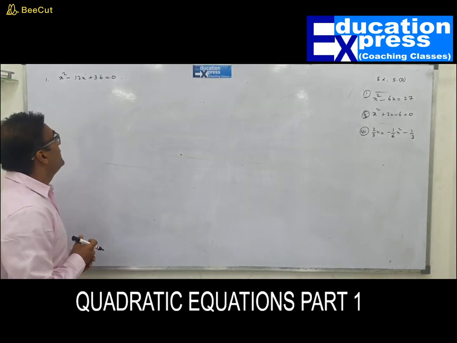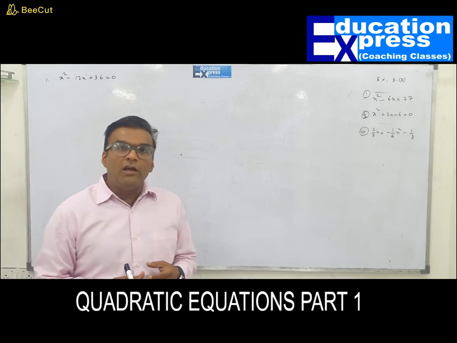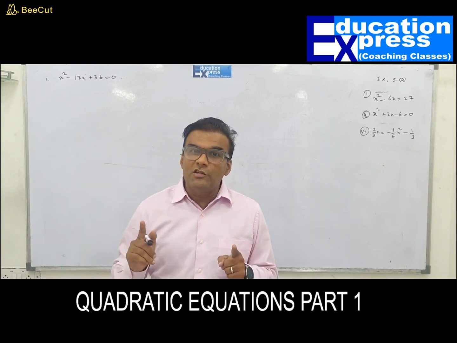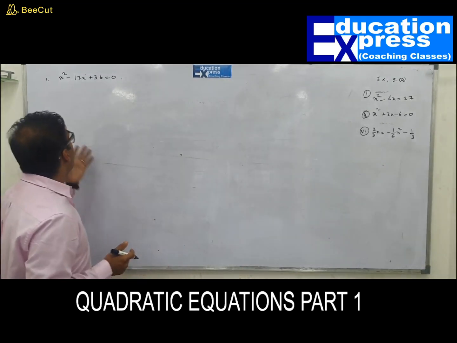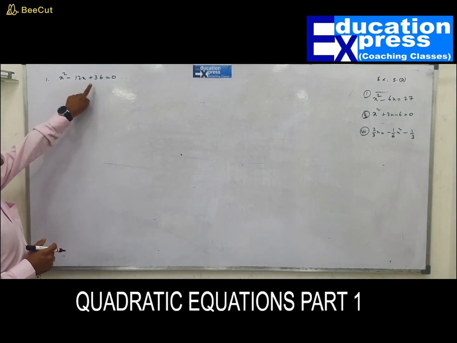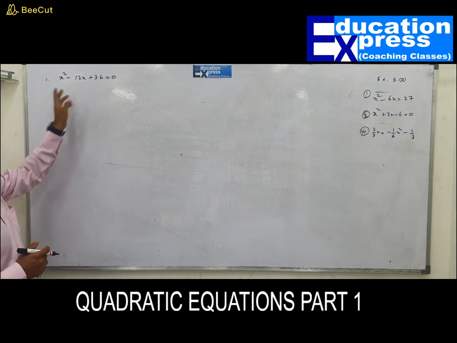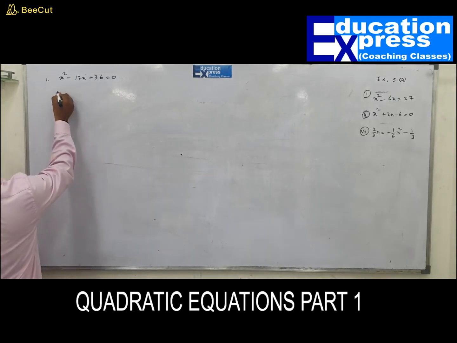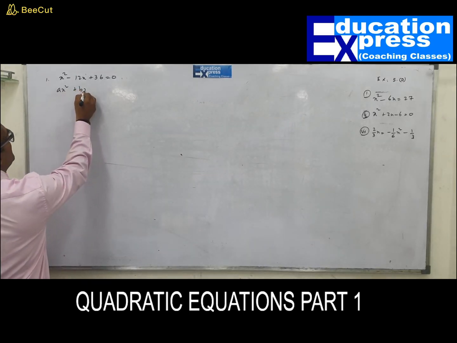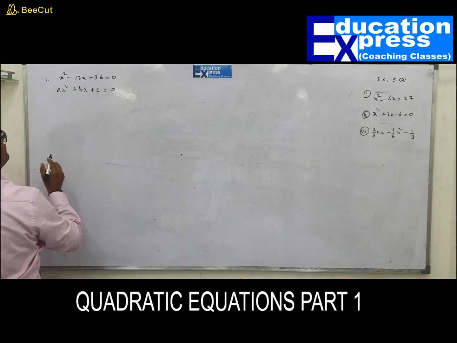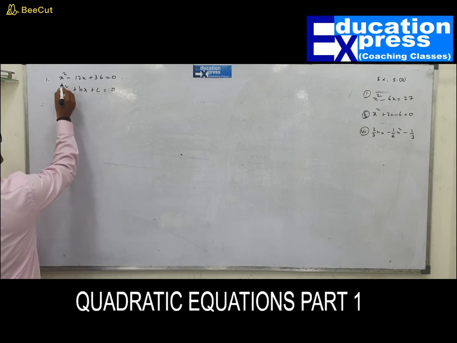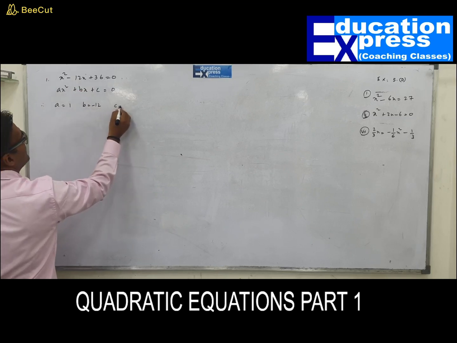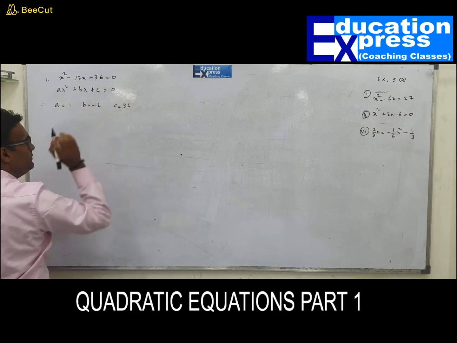Alright friends, as I said, I am putting up a quadratic equation where the roots will be the same. Again, a standard question: x squared minus 12x plus 36 equals 0. This by itself is in standard form. Compare it to ax squared plus bx plus c equals 0. Therefore, a would be 1, b would be minus 12, and c would be 36.